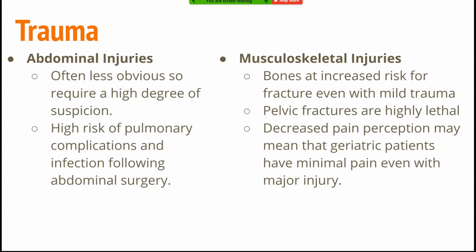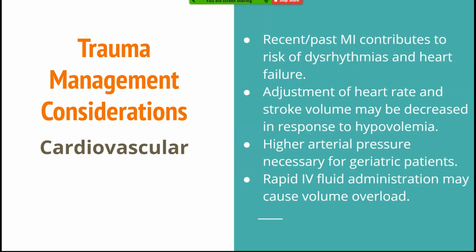Abdominal injuries. Again, infection is a high risk. Musculoskeletal, mild trauma can fracture a bone. So if you have tenderness, just like with kids, right? If you have some level of tenderness, it's not the wrong thing to ensure that you stabilize and splint. Patients may or may not experience the same level of pain. We talked about that already as well.